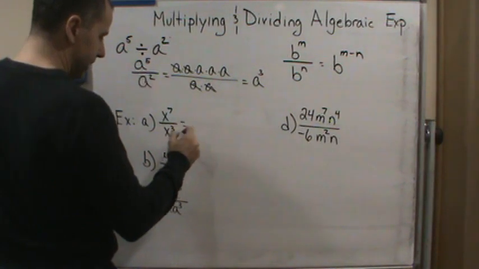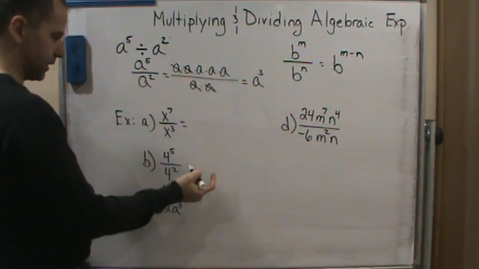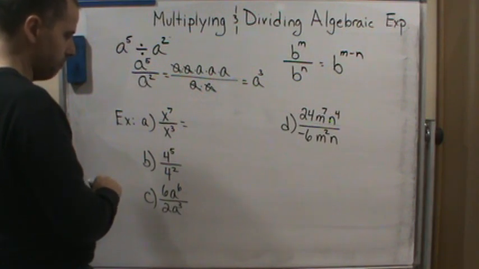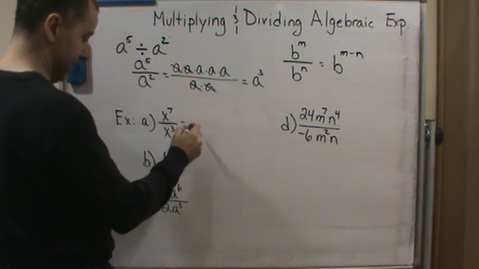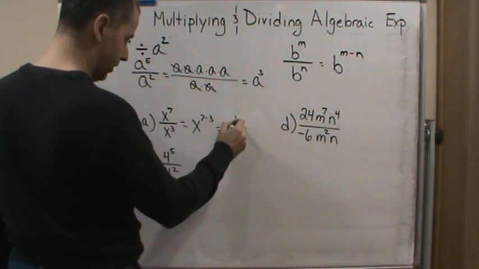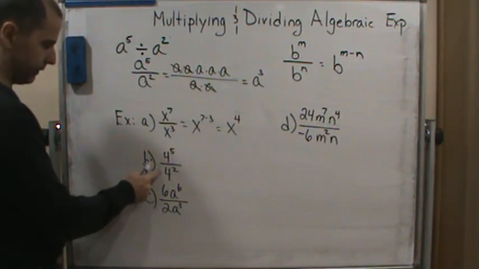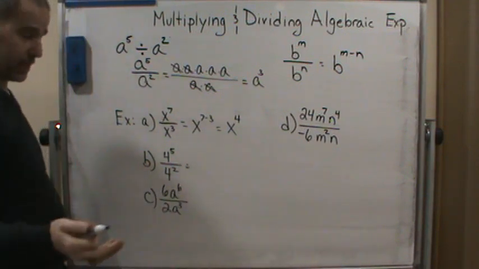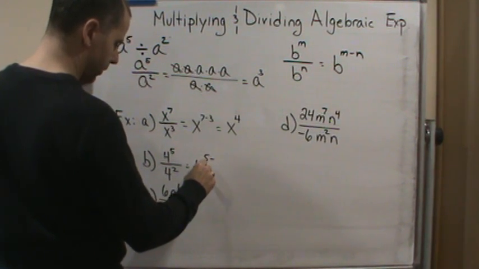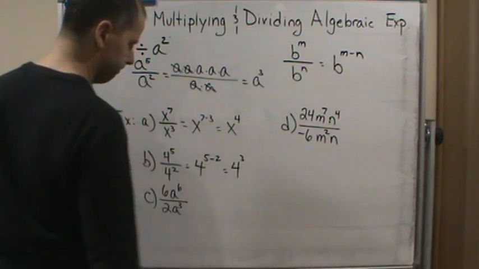So again, I'm dividing two numbers with the same base, and it doesn't matter if the exponents are different. So I'm going to subtract the exponents, top minus the bottom. So this is going to be x to the 7 minus 3, which equals x to the 4th. Now b gives me a base of 4, so they have a common base. So again, I'm going to subtract exponents, top minus the bottom. So this is going to be 4, and the exponent is going to be 5 minus 2, which gives me 4 to the 3rd power.